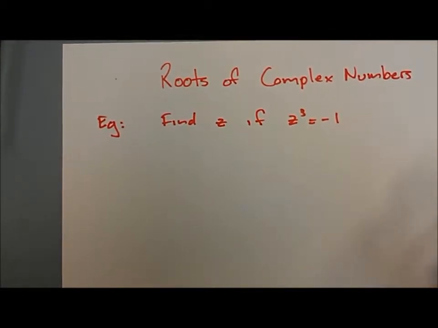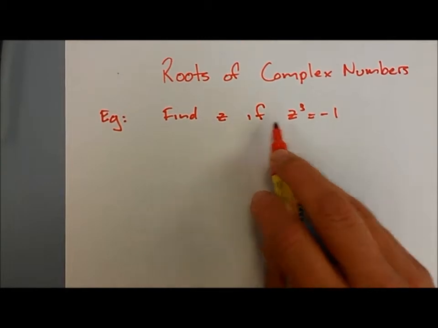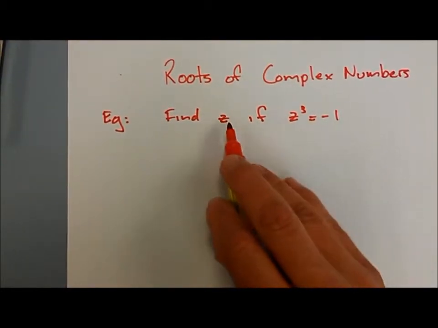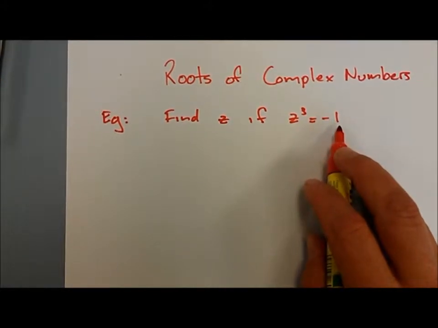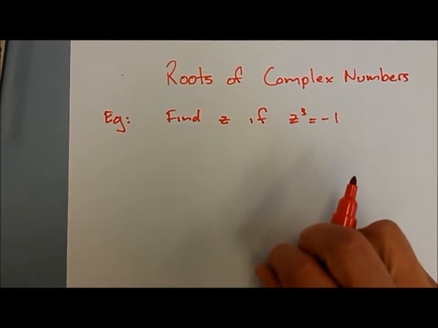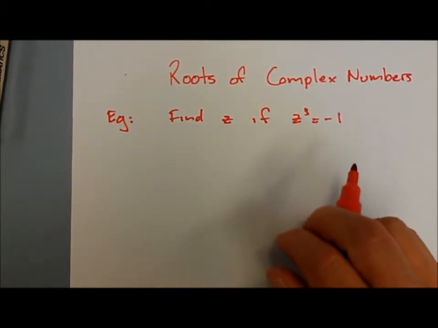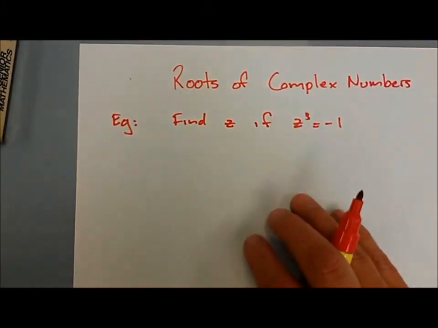Okay, so I want to have a look at the roots of a complex number. By that I mean solving equations like z cubed is equal to -1 to find the value of z. There's one obvious solution there, that's the real solution, which is -1. But we want to look for complex roots to this equation as well. And to do that I'll use the mod arg form of both z and -1.